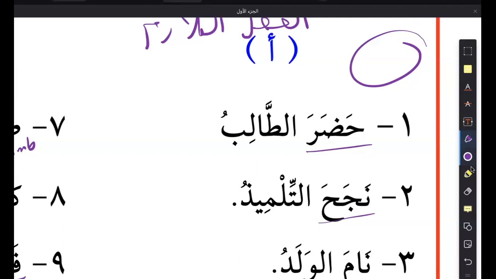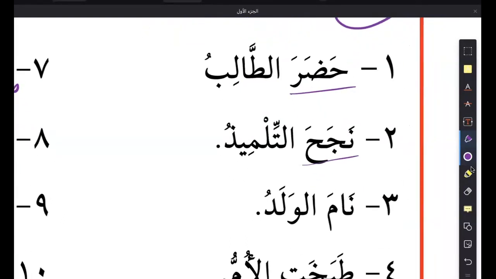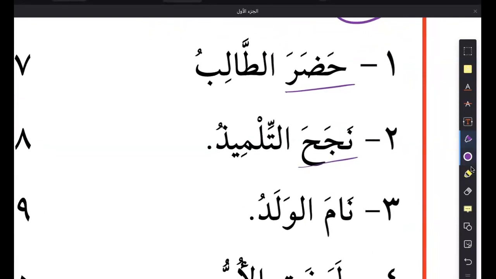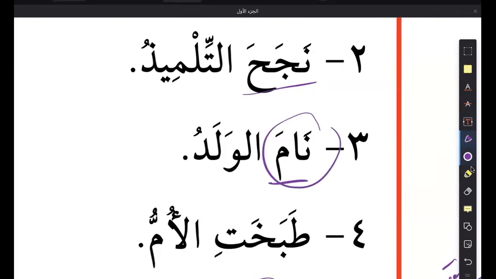You don't require any more object. It's just finished. Even if you wanted to, you would have a hard time putting an object. نجح التلميذ, the student succeeded. Nama al-waladu, the boy slept. There's no other object. You cannot put any object in it. It's intransitive. It doesn't require any object.